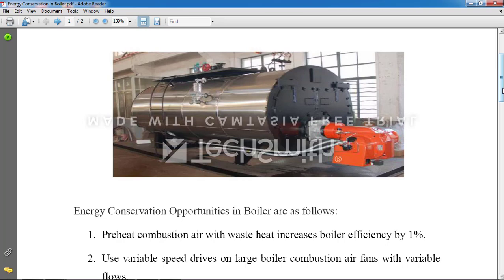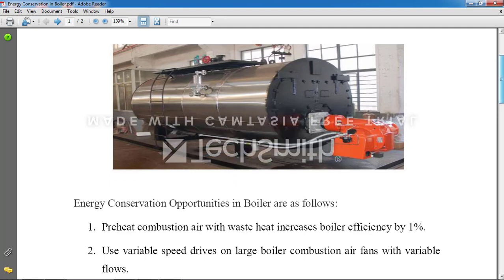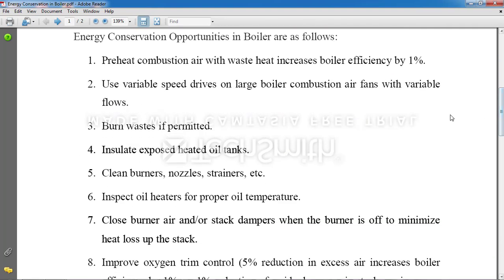There are two types of boiler: water tube boiler and fire tube boiler. You might have seen the videos I asked you to watch in the past, but if not, I am providing the links in the description. Please go through the video so you will understand how the boiler works. Now I will discuss how we can conserve energy in the boiler.